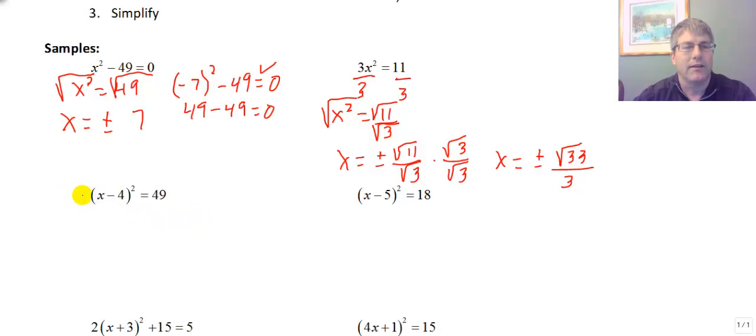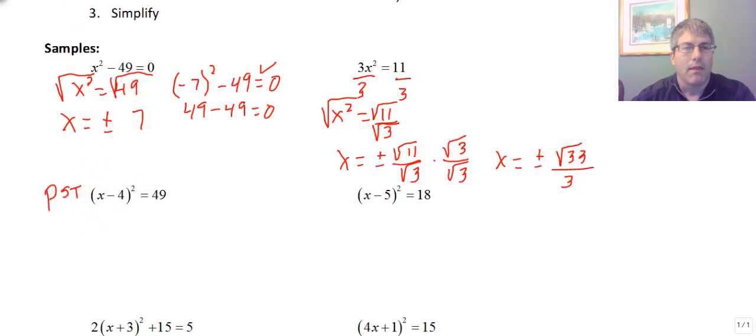Let's take a look at our next sample problem. The quantity x minus 4 squared equals 49. Well, in this particular problem, we have a perfect square trinomial. And of course, a perfect square trinomial is a perfect square, so we can take the square root of it. Any quantity squared is easy to take the square root of.